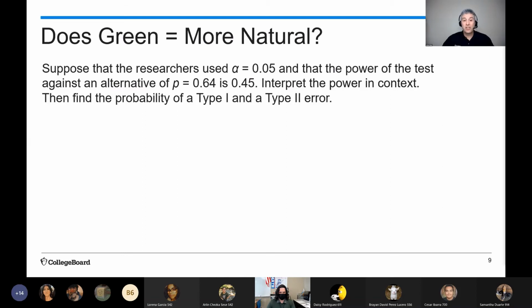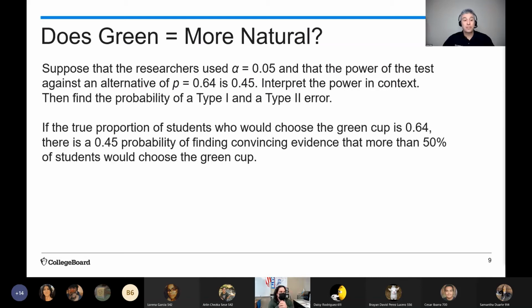We're not going to get into the calculations in this video, but the calculation of power depends on what the true value is, if it's something different than the null. So in this case, we're assuming the true value is 0.64, and then we've done calculations to show that the power equals 0.45. Again, you don't need to worry about where those numbers come from. I just want to make sure you understand what it's describing. So interpret the power in context, and then we'll find the probability of a type 1 and a type 2 error. So here's what the power means.